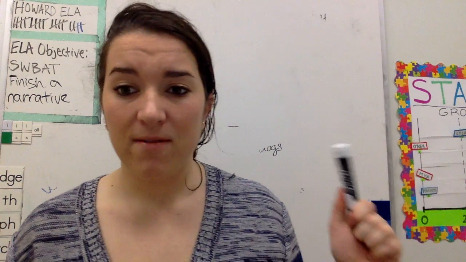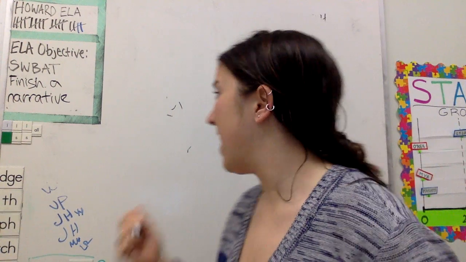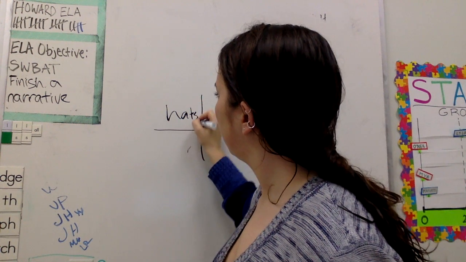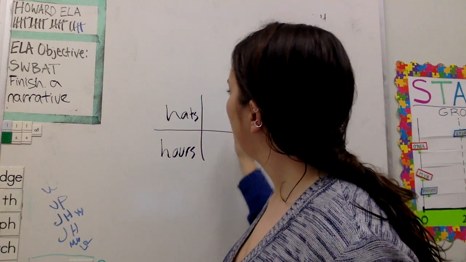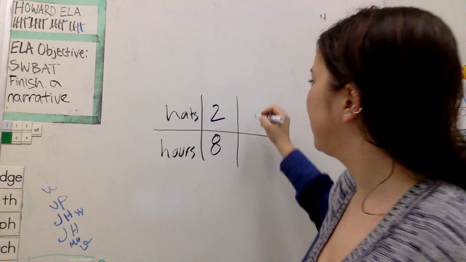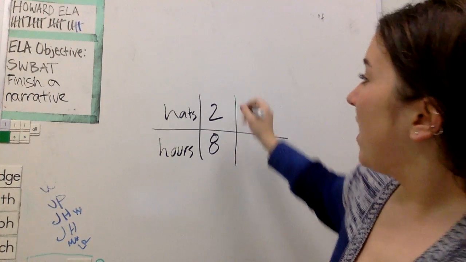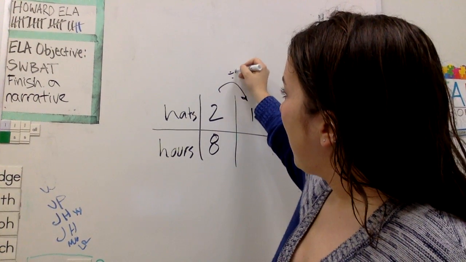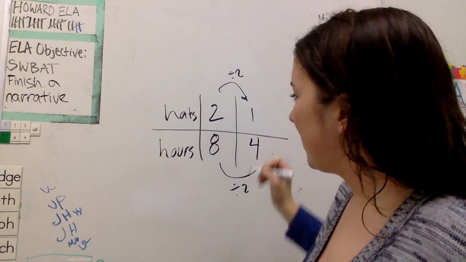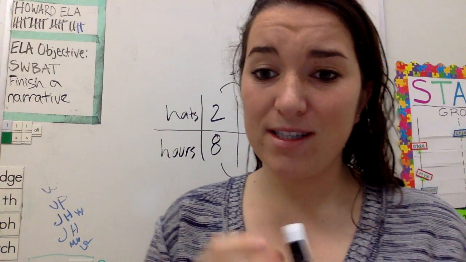So I need to find how many hours it takes Mikey to make 1 hat. You guys have been doing your tables: hats, hours. So if Mikey knits 2 hats in 8 hours, I need to know how many hours it will take Mikey to knit 1 hat. To go from here to here, I've got to divide by 2. So I need to do the same thing up here. Divide by 2, and I'll have 4. So it takes Miss Perez 4 hours to knit 1 hat.